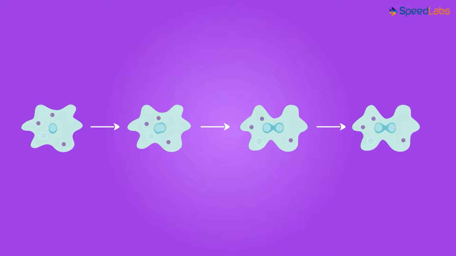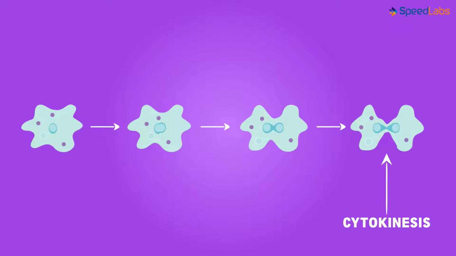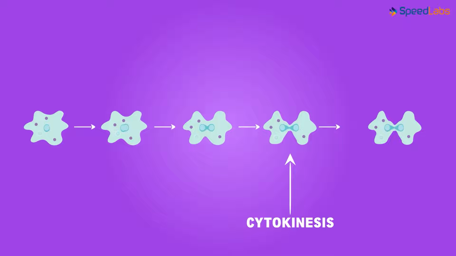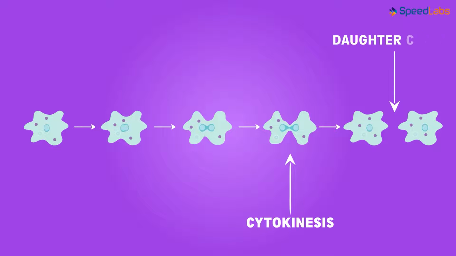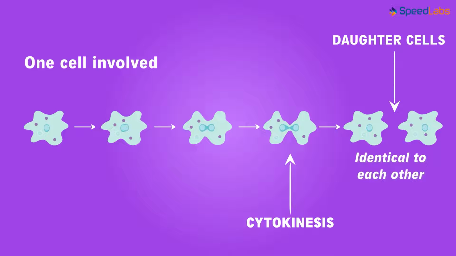The plasma membrane of the cell develops a constriction and it begins to grow inward. This process is called cytokinesis. Once this process is complete, the cell separates and forms two new cells. These are called the daughter cells and they are identical to each other. In this process, only one cell was involved in reproduction. We call such a reproduction the asexual mode of reproduction.